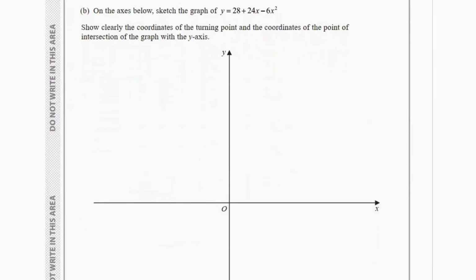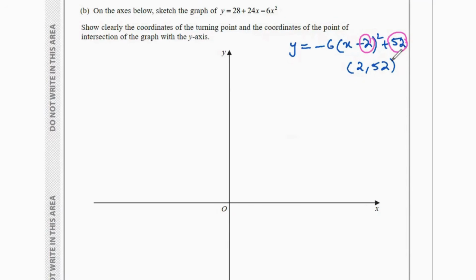Now to sketch this, basically the completing square form helps us in identifying the turning point. So our completing square form was y equals negative 6 times x minus 2 squared plus 52. So the turning point is basically 2 and 52. This is your x coordinate, this is your y coordinate. And remember, if it's x plus 2 whole squared in the bracket, then you would write -2 as the x coordinate.